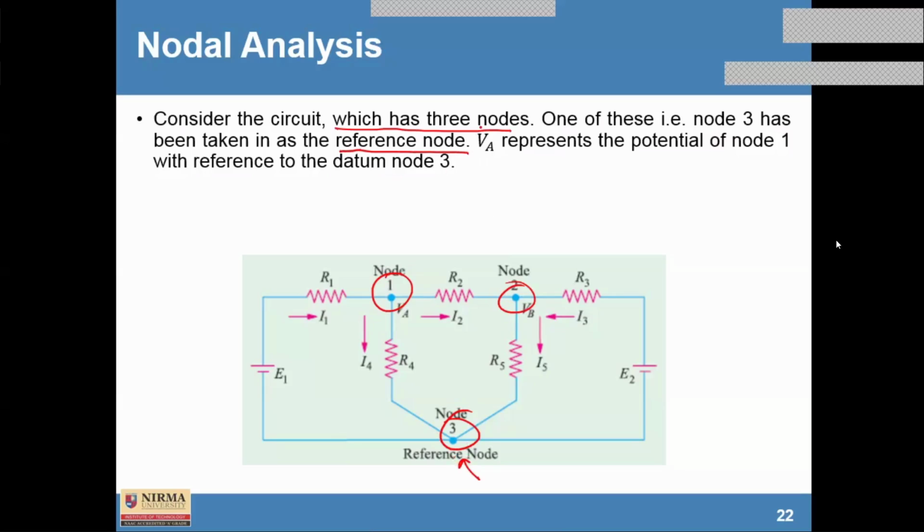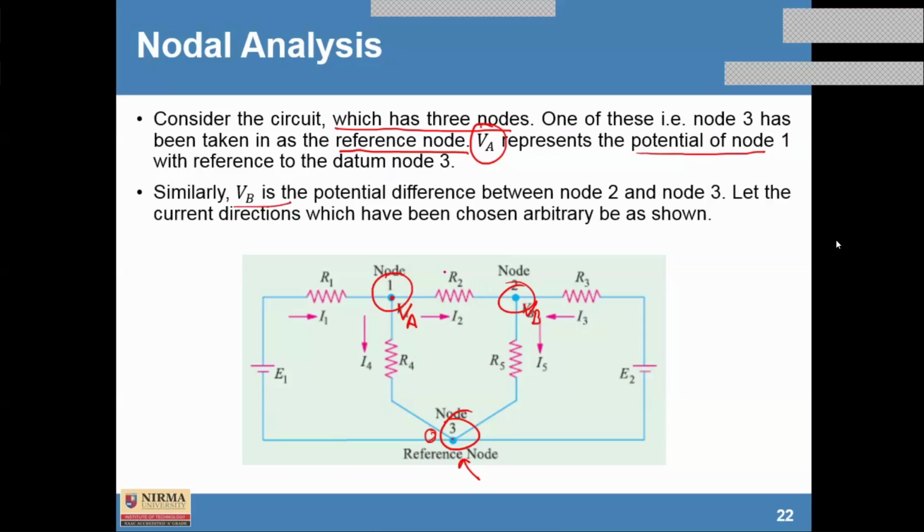Where VA represents the potential of node 1. So this is node 1, and this is the potential VA here. Similarly, with reference to datum node 3, suppose you consider that the potential is VA here and here it is 0. Then for node 2, it is VB here. So we can write an expression according to the different nodes, node 1, node 2, and node 3.